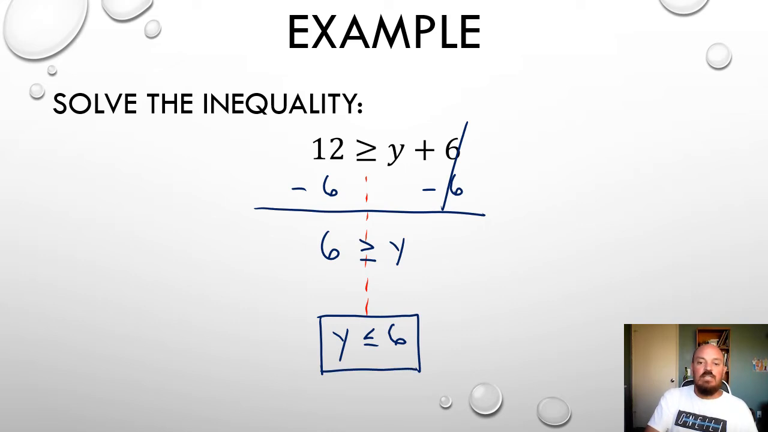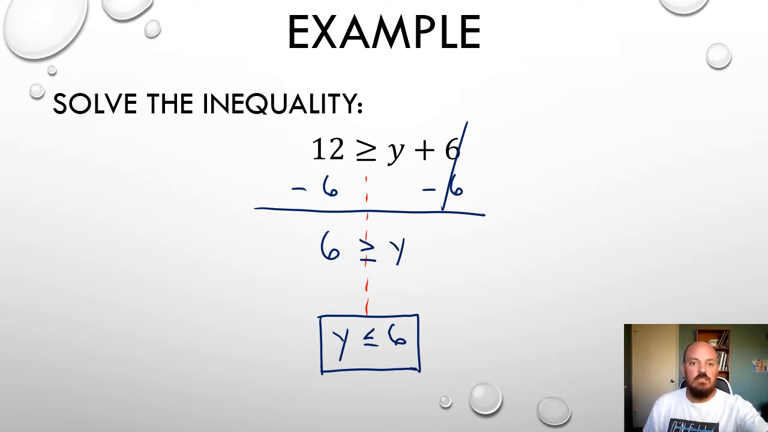So if you ever solve an equation and your variable is on the right side instead of the left side, when you read it backwards, it flips the inequality. So if you get 6 is greater than or equal to y, the answer to the question is actually y is less than or equal to 6.